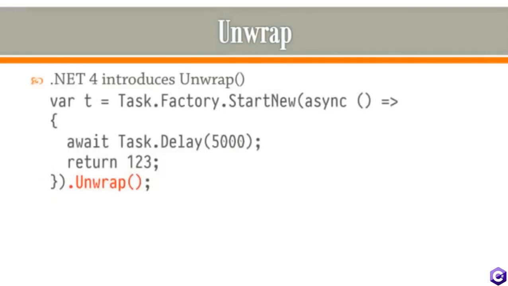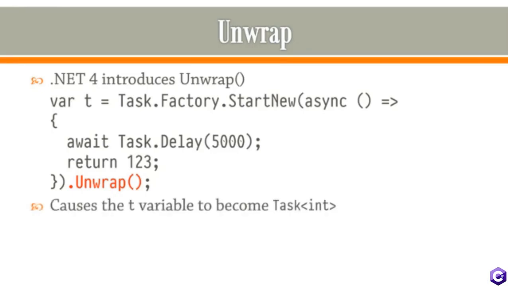Now for this we have the Unwrap method that was introduced in .NET Framework 4. So you have this Unwrap method which gives us what we want essentially. So if you have this whole implementation, you could just say .Unwrap at the end of it, and as a result that variable t that we're getting is actually going to become a Task of int.